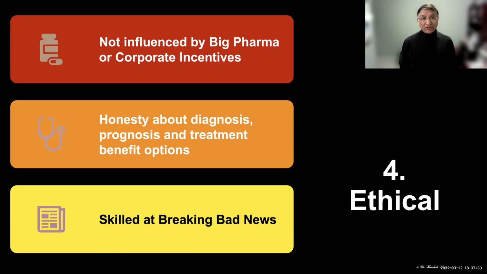Ethical in terms of the honesty I mentioned: diagnosis, prognosis, treatment, and benefit options. For the same disease condition, there could be various treatment options, right from just talk therapy to medications to non-pharmacological options like diet, exercise, or surgery. Each one has its own benefits and its own risks. So the doctor should be able to brief the patient and leave the choice to the patient.